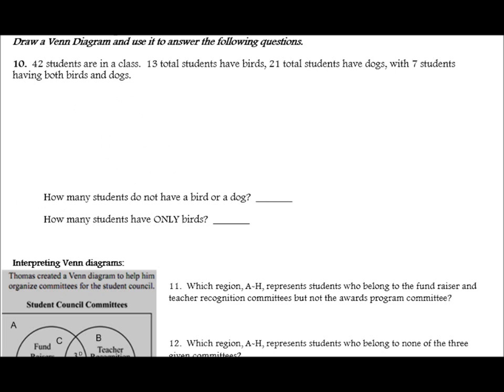Number 10 is a little bit tricky. It asks us to draw a Venn diagram, and then after we draw the Venn diagram, we want to answer these questions down here. It says that there are 42 students in a class. So of those 42 students, 13 have birds. So we're going to have a circle with birds in it. And there should be a total, I'm going to put this number down here, a total of 13.